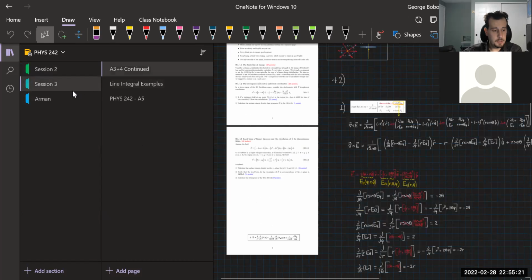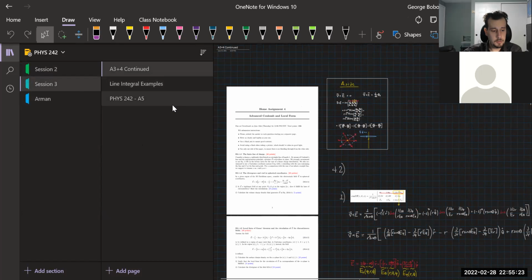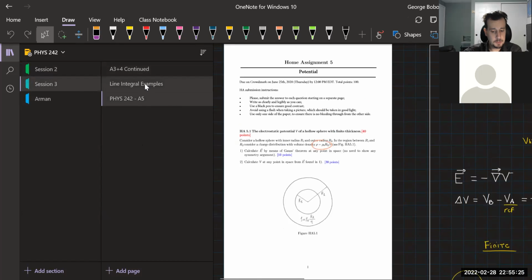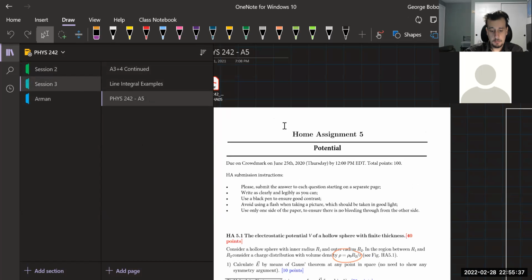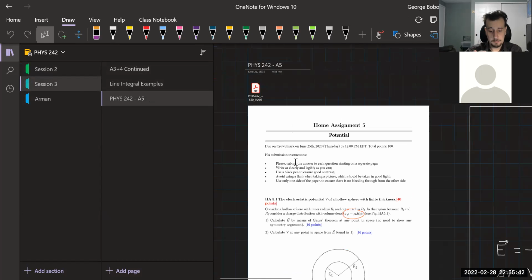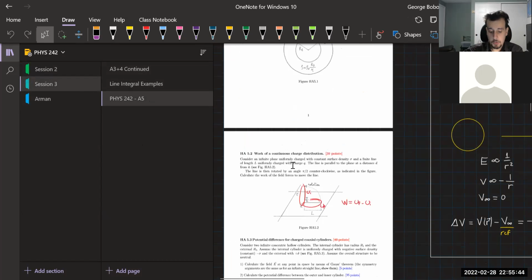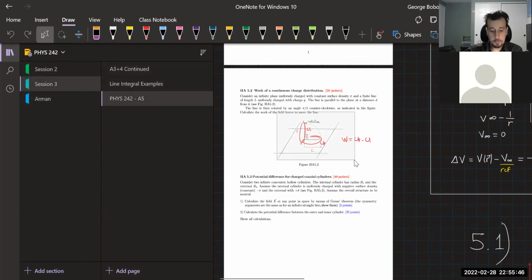Well, I guess this is a good example, right? Just showing you here, they do Gauss's law. Electrostatic potential for a hollow sphere with finite thickness. Just what we did right now. And there's the dependency. Okay. Home assignment 5 is 242. And here they're given a lot of time to work on it too.